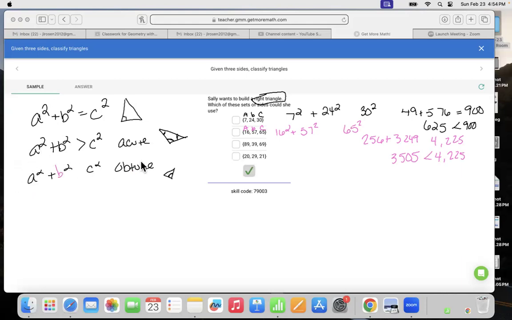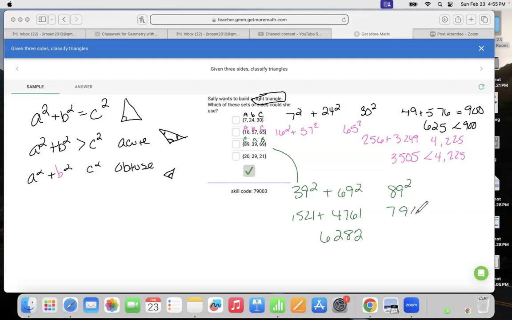Okay, let's look at the third one. This one has 89 at the front, so be careful with that. That's going to be your C, and A and B is going to be either of these two. So be real careful there. So that's going to be 39 squared plus 69 squared, and see how it compares to 89 squared. So let's do 39 times 39 is 1521. And 69 times 69 is 4761. We're going to add those together and get 6282. And we're going to compare it to 89 squared.